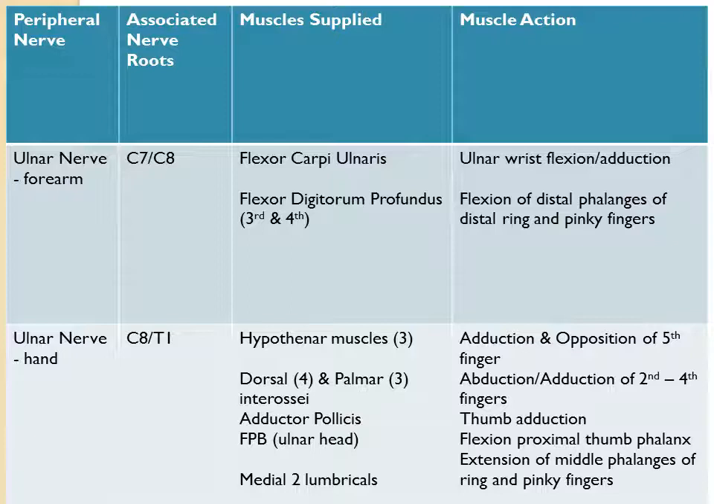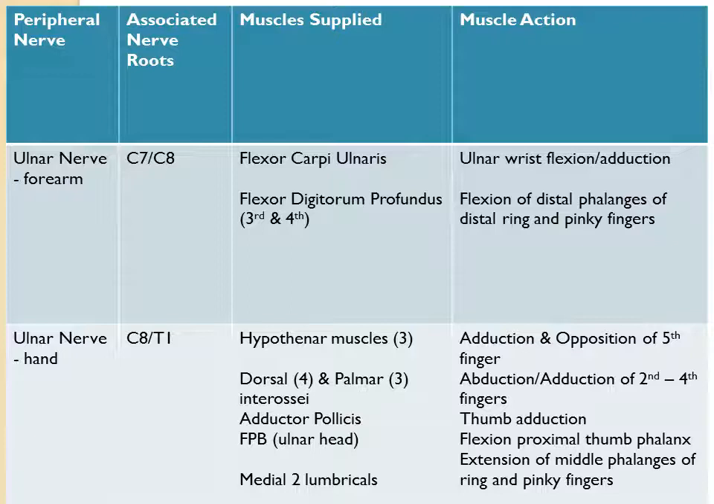The adductor pollicis muscle causes thumb adduction. The flexor pollicis brevis causes flexion of the proximal thumb phalanx. It wouldn't be the distal phalanx, that would be the flexor pollicis longus muscle. And then finally, the medial two lumbrical muscles cause extension of the middle phalanges of the ring and the pinky finger.